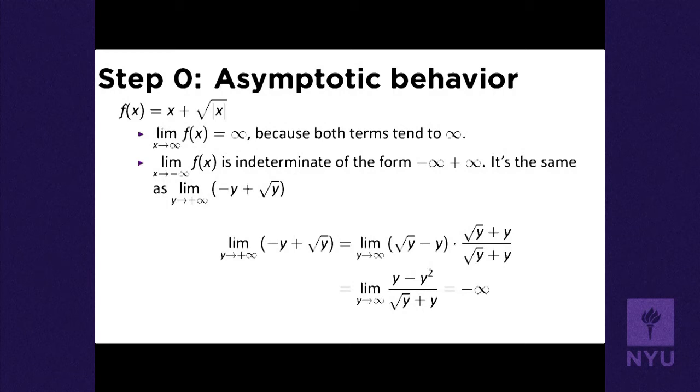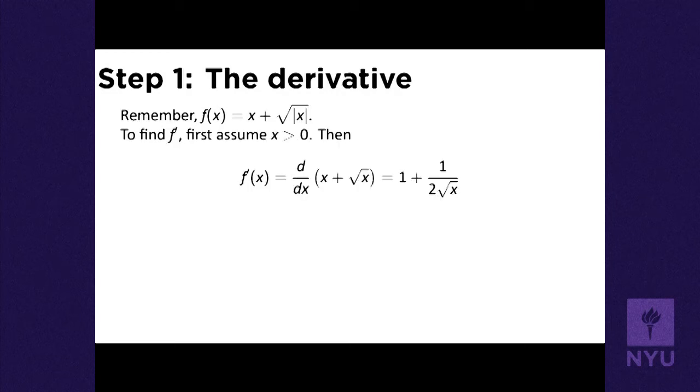You can do L'Hopital's rule on that too if you want. But upshot being the limit, I thought that was thunder or something. The limit as x goes to minus infinity of f of x is minus infinity. That'll be useful later. Okay. Now, we're finally ready to take some derivatives.